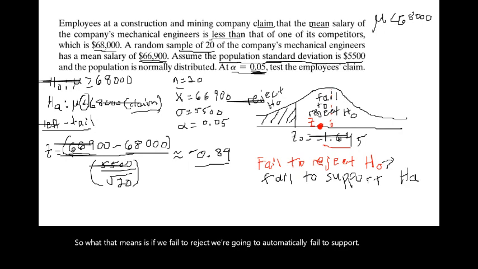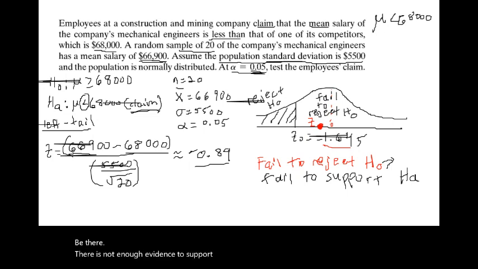Since the claim was HA, there is not enough evidence to support the employee's claim that their mean salary is less than $68,000. Let's try that again. There is not enough evidence to support the employee's claim that the mean salary was less than $68,000. Remember, if you fail to reject H naught, you automatically fail to support HA. Since the claim was HA, there is not enough evidence to support the employee's claim.